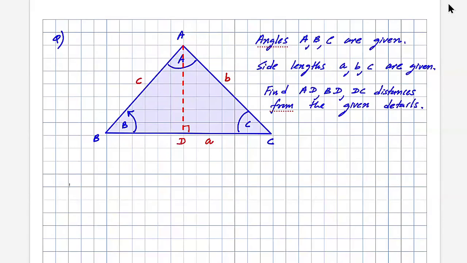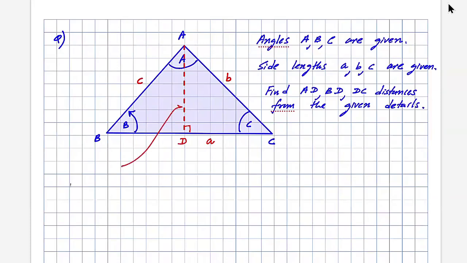So in this question, you can find this AD using this triangle over here. And then you can use sine, cos, tan. So that is going to be C sine B. And the same thing you can find from this triangle, and that would be B sine C.